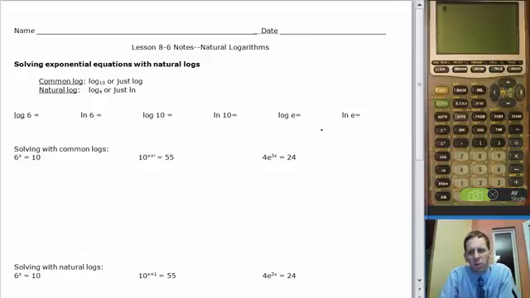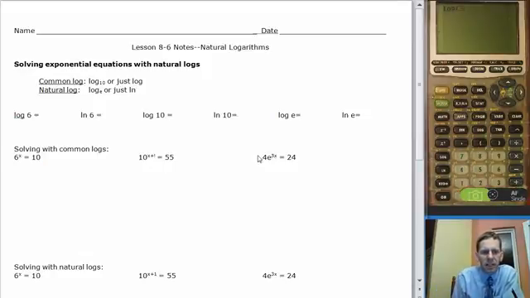So first of all, the question bears asking, what are natural logs? Well, we have talked about common logs in class. Common logs are logs that have a base of 10. They're typically written as just log. On your calculator, there's a button that says log.